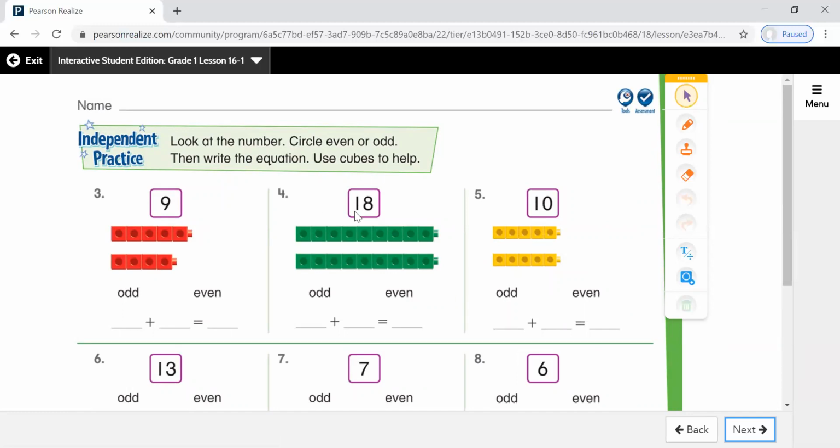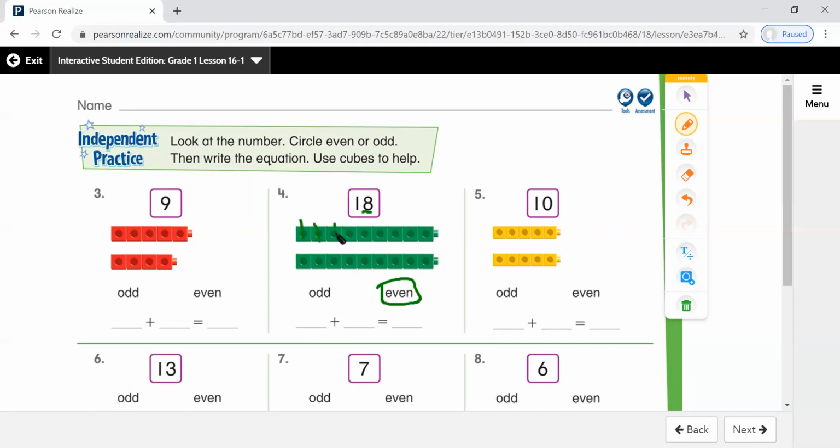Question number 4. What's the number in the card? 18. Is 18 odd or even number? Very good, even number. Why? Because the ones here is even number 8, and I know that 8 is even number. So circle it. Now, what's the equation here? Write it. Count the cubes.